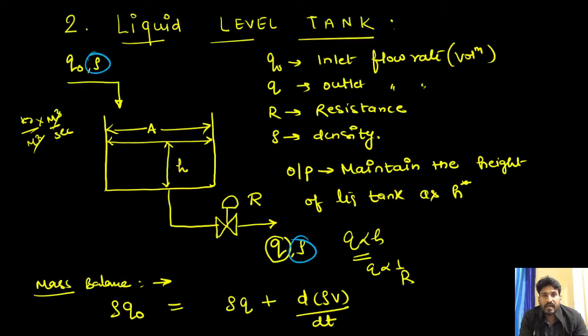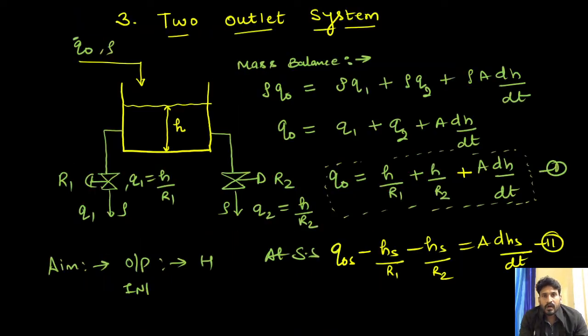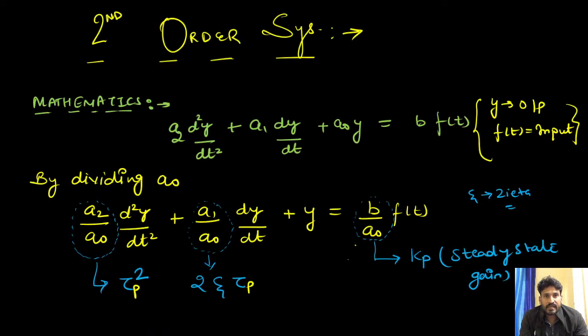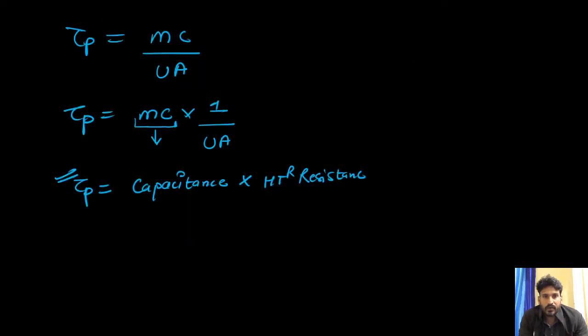After that, the liquid level tank, where when we talk about the level tank, it means my main output is to maintain the height of the tank, right? Height of the tank means the liquid height in the tank. Okay, so after that, 2 outlet system, and after that mixing tank and the energy storage, right? So these are the 5 examples of the first order system in which you have to remember the Kp and tau p value. Okay, done.